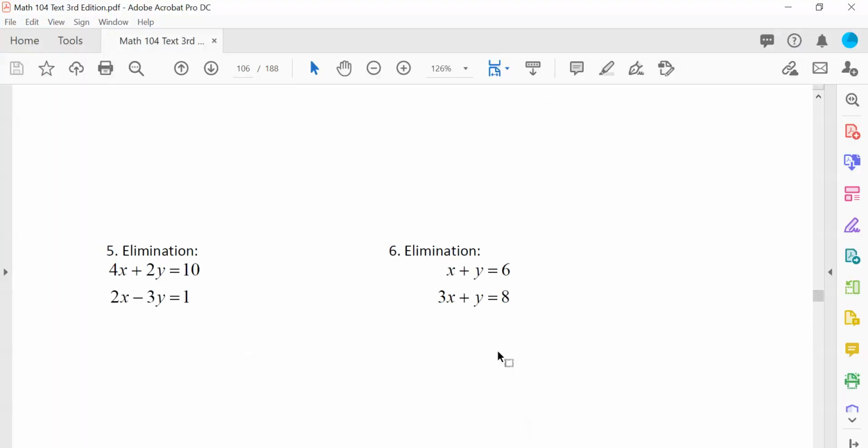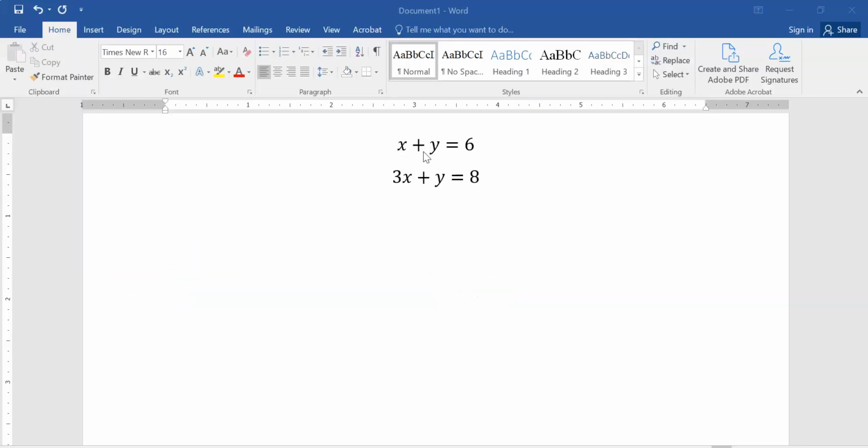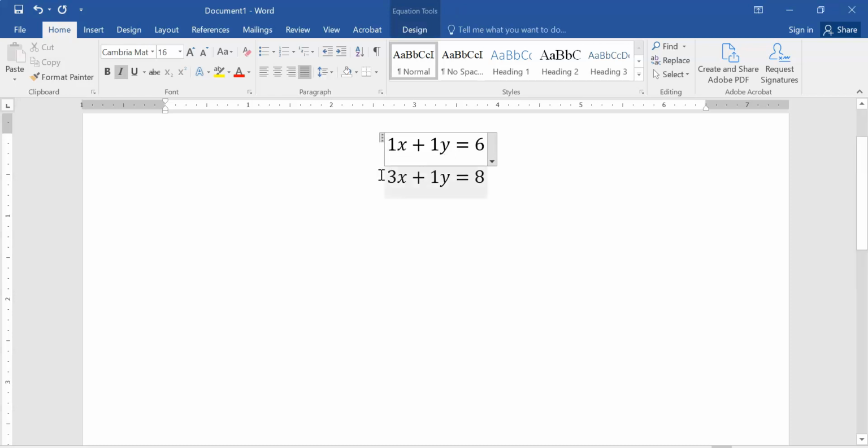Let me do one more problem with elimination. Let's go to number 6 because this has all positive coefficients. We have x plus y equals 6, 3x plus y equals 8. So let's go and solve that one. All right, so I do not have opposite coefficients. By the way, if you want to add the coefficients of 1 to make it easier on yourself, that's fine. Doesn't really matter, but there you go. x plus y equals 6, or 1x plus 1y equals 6. 3x plus 1y equals 8.